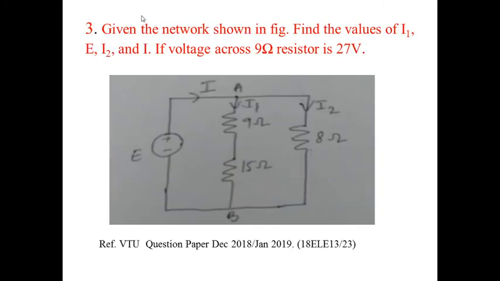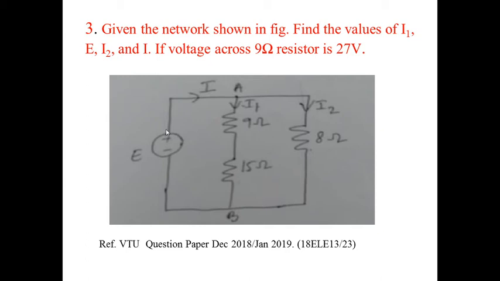Coming to the third problem: given the network shown in the figure, find the values of I1, E, I2 and I if the voltage across the 9 ohm resistor is 27 volts. This is the given statement of the problem. This problem appeared in the VTU question paper of December 2018, January 2019. Okay, so this is the circuit given.